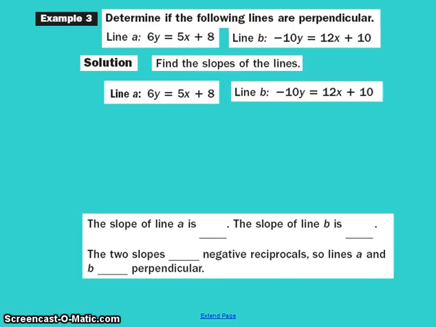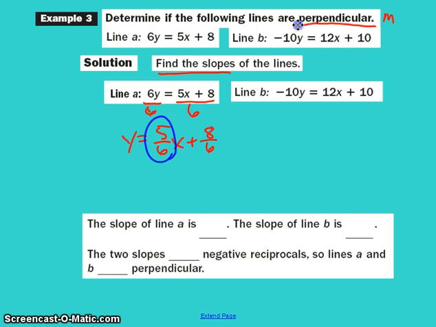In example 3, we're trying to decide if the two lines are perpendicular. Well, if they are perpendicular, their slopes are negative reciprocals. That means I need to know the slopes. Let's find them. So let's divide everything by 6. 5/6 x plus, and now this part doesn't matter. You can leave it as 8/6. The y-intercept in these types of problems doesn't matter. All we care about is the slope.